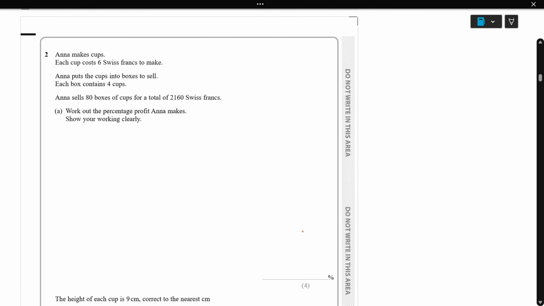Question number 2. Anna makes cups. Each cup costs 6 Swiss francs to make. Anna puts the cups into boxes to sell. Each box contains 4 cups. Anna sells 80 boxes of cups for a total of 2160. Work out the percentage profit. Show all your working clearly.